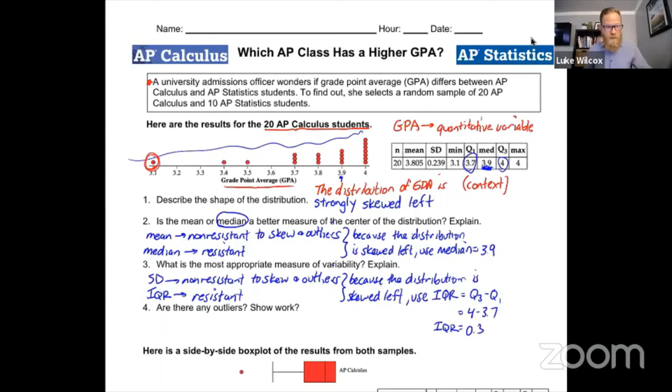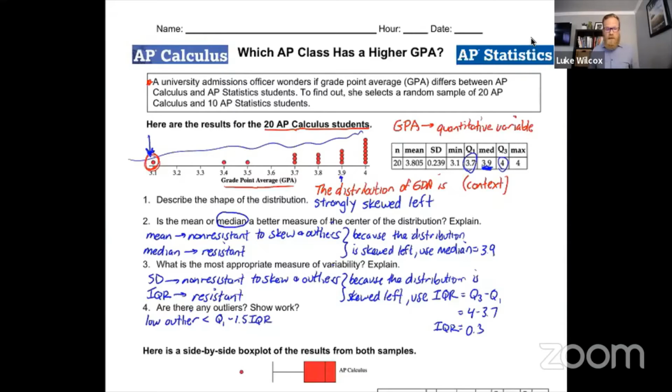So that leads us into question number 4. Are there any outliers? Well, certainly this 3.1 down here, GPA, looks like an outlier, but we want to actually test that using the outlier rule. So here's what the outlier rule says. If you are looking for an outlier on the low end, which I call a low outlier, which we think we might have here, in order for it to be a low outlier, it has to be less than Q1 minus 1.5 times the IQR.